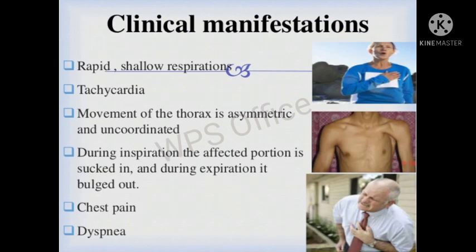Then in the clinical manifestations, we have rapid or shallow respiration, and tachycardia. Movement of the thorax is asymmetric and uncoordinated. An asymmetric thorax will be seen during inspection. During inspiration, the affected portion is sucked in, and during expiration, it bulges out. We have already discussed this paradoxical movement of the chest wall. Then chest pain and breathing difficulties will be there.